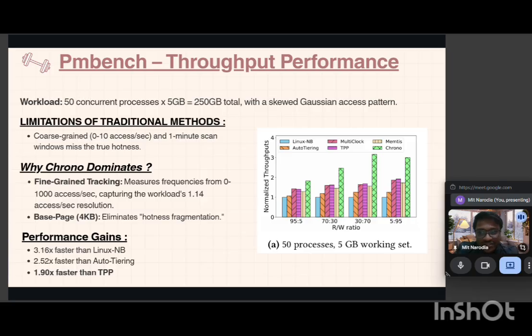So the question is why Chrono is winning. It's all about being accurate. This workload has an access frequency of 1.14 times per second. Chrono's timers method can easily see this, but the competitors are blind. By blind I mean their scan window is around 60 seconds long, and for them a page accessed two times per minute or 100 times per minute, both are just hot. Both are the same, and Chrono can see the exact difference between their hotness, how hot the page is.